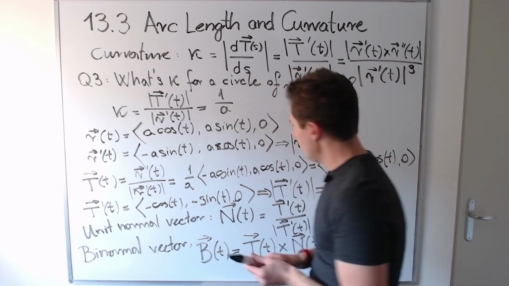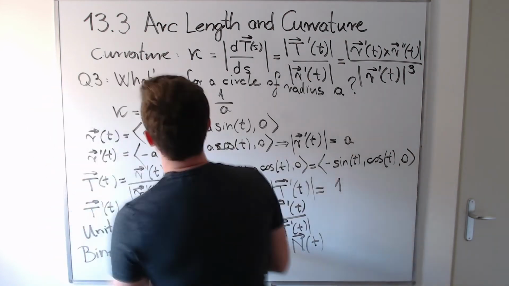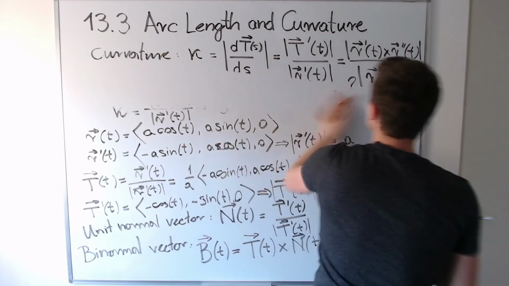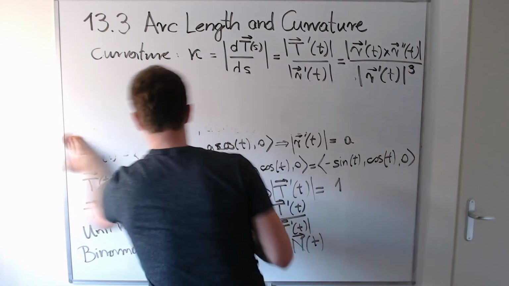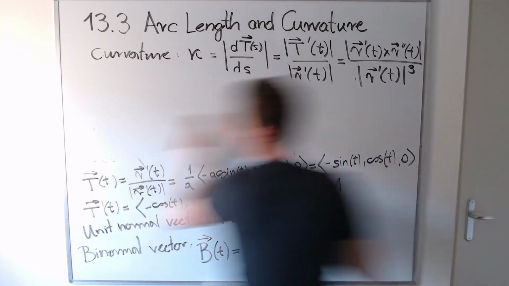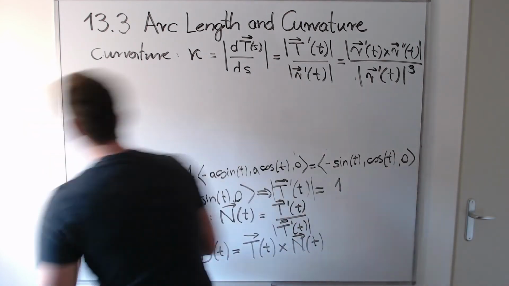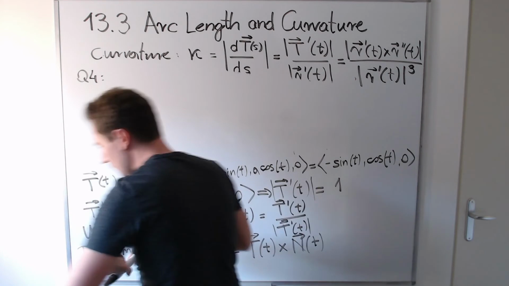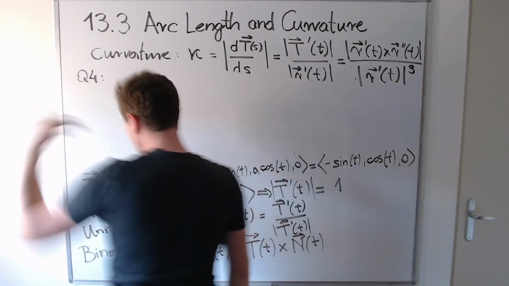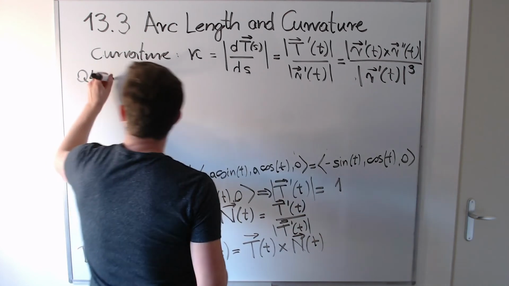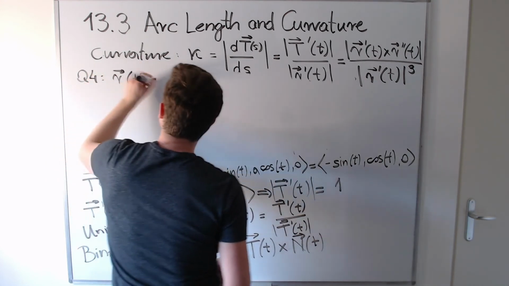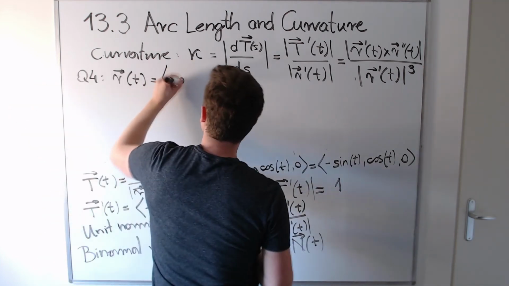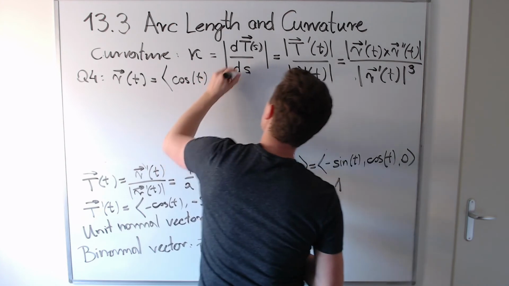Okay, so let me give you a last question, which is to compute the unit tangent vector, the unit normal vector, and the binormal vector for a given space curve. So my last question is to compute these quantities, capital T, capital N, capital B, for the space curve parameterized by the vector function that has the components cosine of t, sine of t, and t.